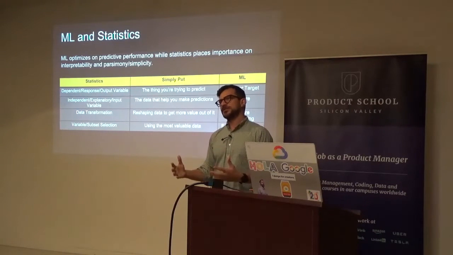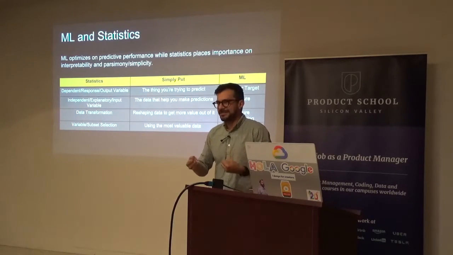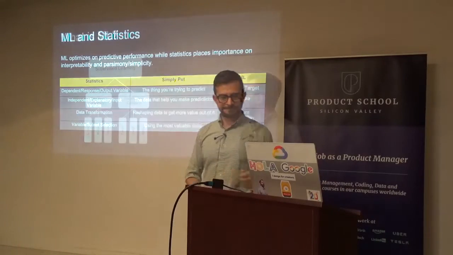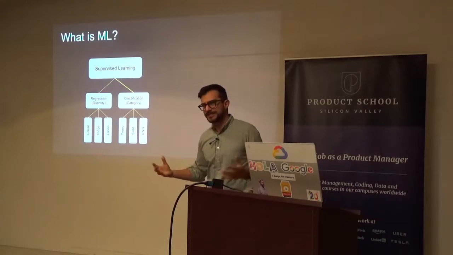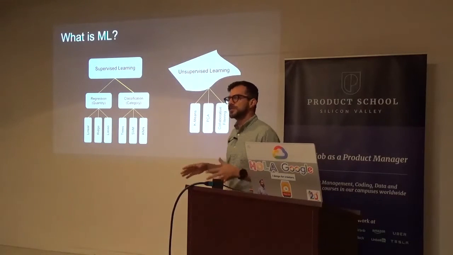It's very similar to statistics. As I said at the beginning, machine learning is just using statistics to mimic what humans actually do. There are two main subsets of machine learning. This is very basic: supervised learning and unsupervised learning. I'm not going to go into a lot of details here.